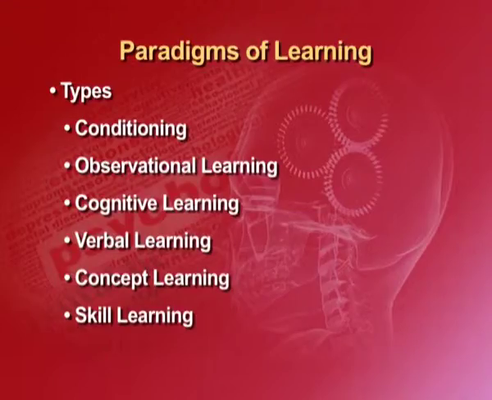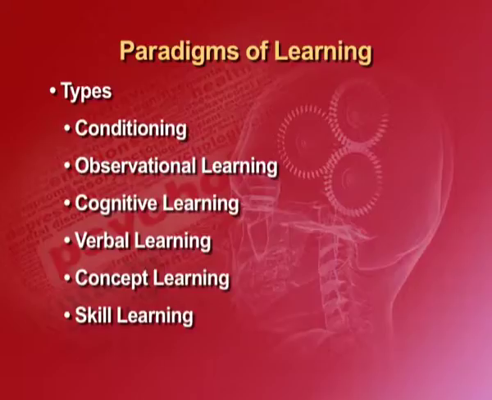Then skill learning. How do we get dexterity, physical abilities and different skills? How are they gained in our life? So friends, conditioning, observational learning, cognitive learning, skill learning, verbal learning and concept learning are some of the paradigms of learning that shall be discussed in the subsequent parts of this chapter.